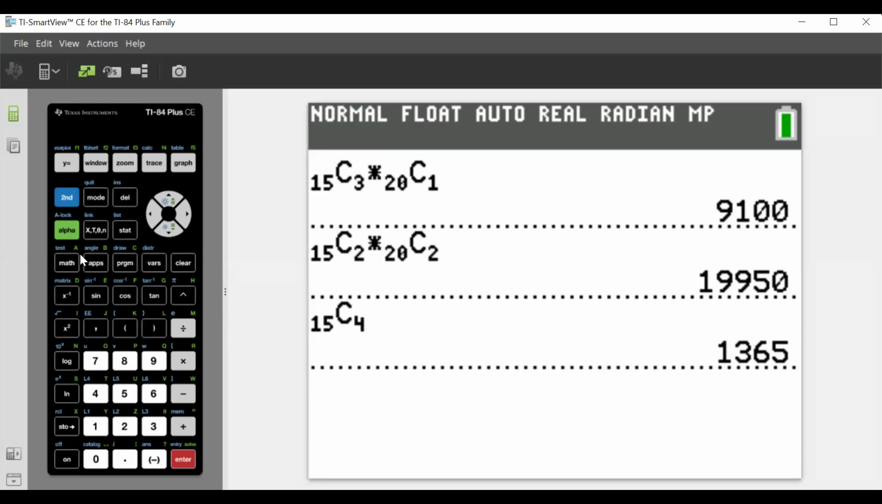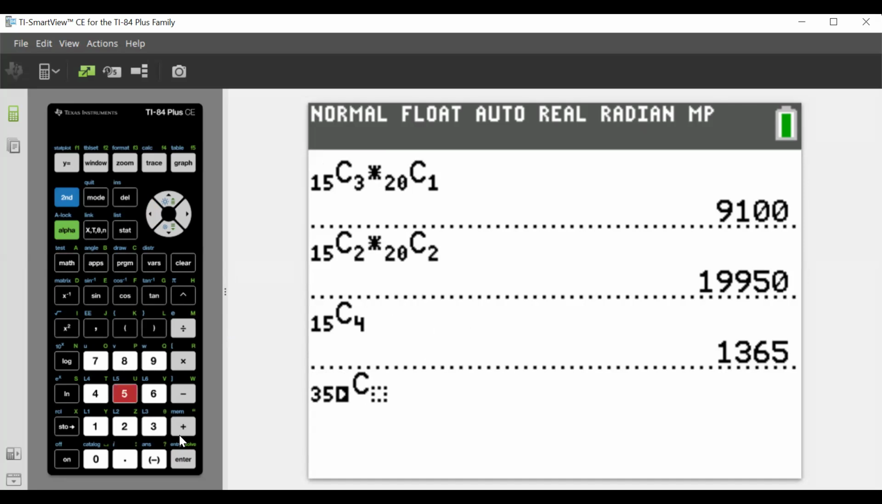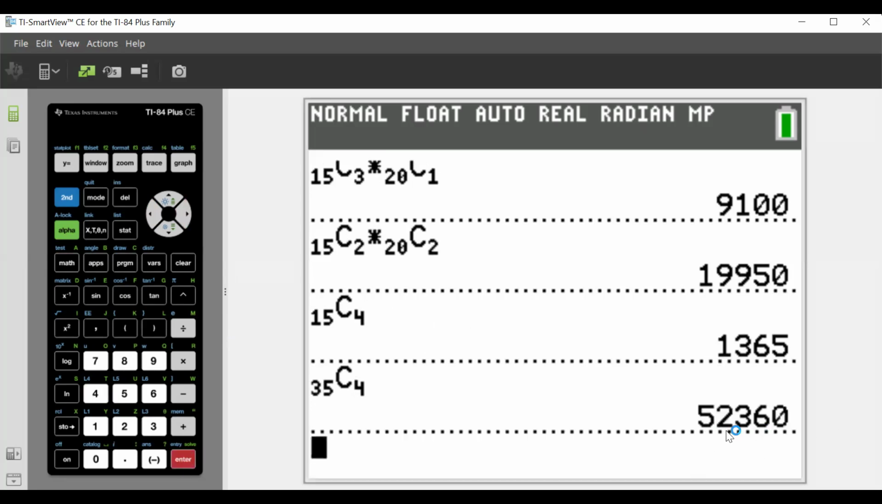And then our last one, before we can just add two of them together, it says we had all of them. So we have, in this case, 35 total, and we're choosing 4 out of all of those. And so we get 52,360. Now, the last one we said we're going to take, adding the first one, 9,100, plus the 1365. So if we do that, that's going to give us 10,465. So that one is going to give us that problem.